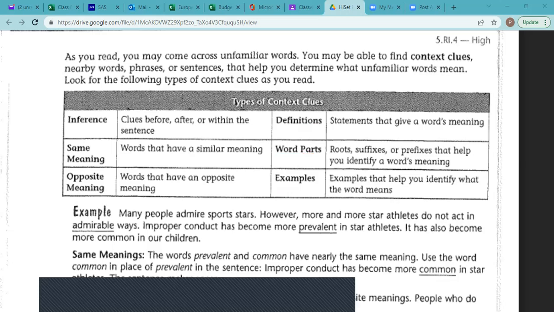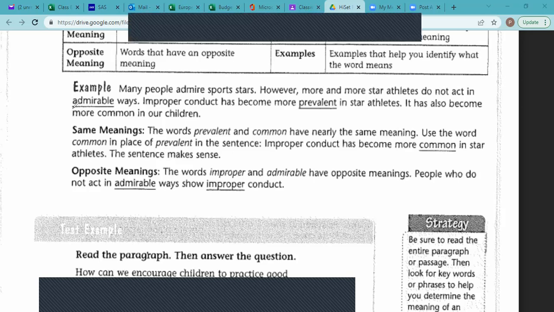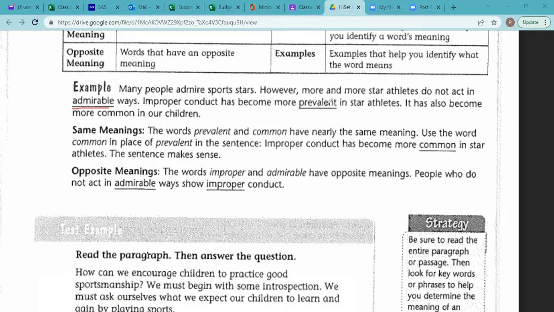All right. So here is an example. Many people admire sports stars. However, more and more star athletes do not act in admirable ways. Improper conduct has become more prevalent in star athletes. It has also become more common in our children. So the two words that are underlined are admirable, okay, and then prevalent.